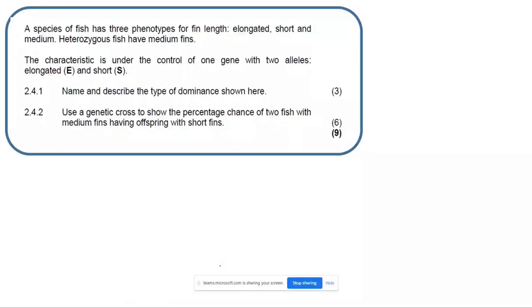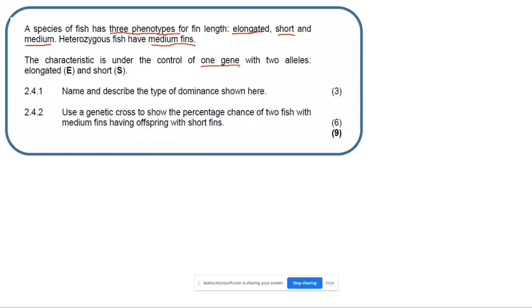So now, next example: a species of fish has 3 phenotypes. Already there I have my clue. If I have 3 phenotypes, meaning not one of the phenotypes is dominant, already a bell should ring. This is incomplete dominance. For fin length, you get elongated fins, meaning long fins, you get short fins, and you get medium fins. Heterozygous fish have medium fins. And they tell me, remember I said you don't have to use your own letters, that the trait is under the control of one gene controlling fin length.